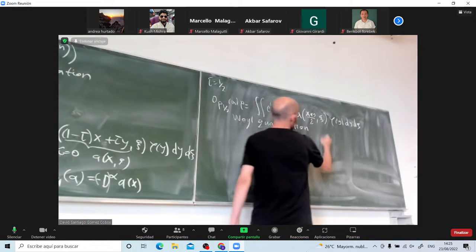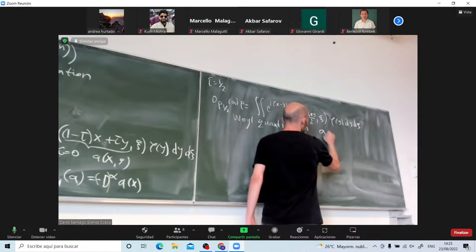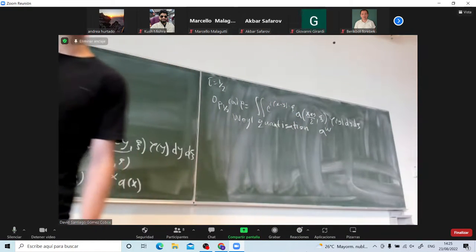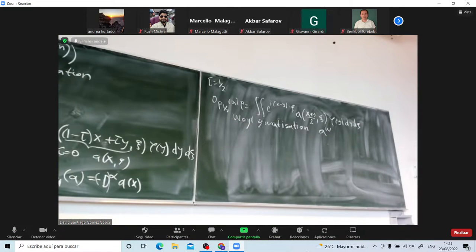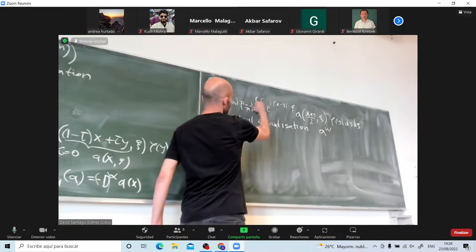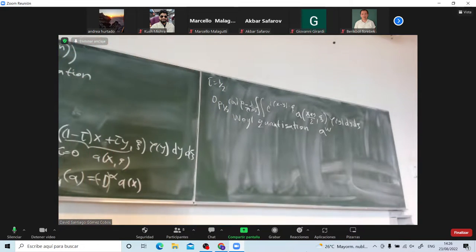And it's usually denoted, and I will use this notation from now on, by A with a superscript W, for Weyl. I have a missing constant. Yeah, of course, I have the 1 over 2 pi. I will be very cavalier with the constants. You told me.